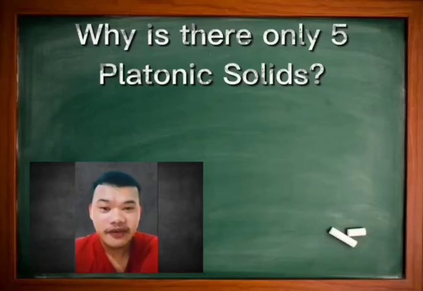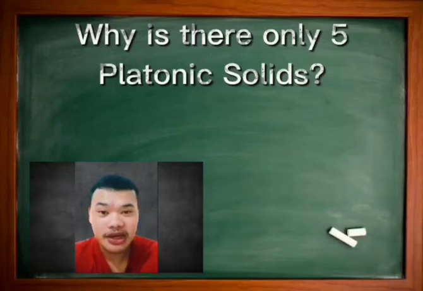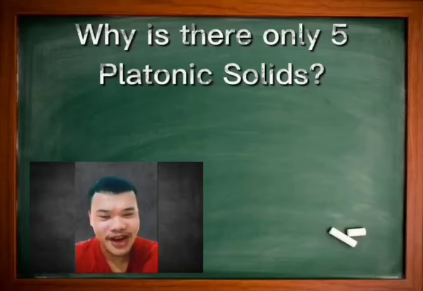Why are there only 5 Platonic solids? In geometry, there are special groups of polyhedra, but the Platonic solids are one of the most interesting cases. They are also called the 5 special polyhedra. These 5 solids are perfect or regular polyhedra. So why are there only 5 Platonic solids?